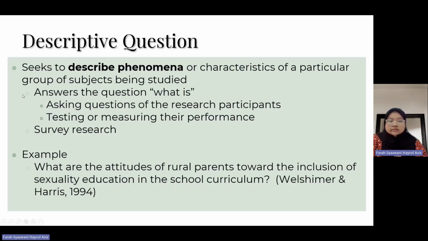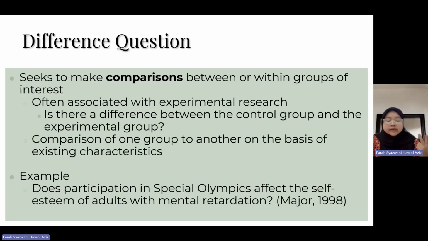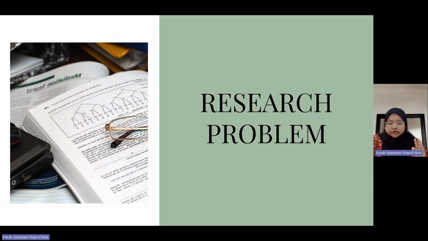Moving on, I will not describe in detail the descriptive, relationship and difference questions. Please read the slide and notes provided in the next page for a deeper understanding about these three types of research question. We will be going on to research problem.